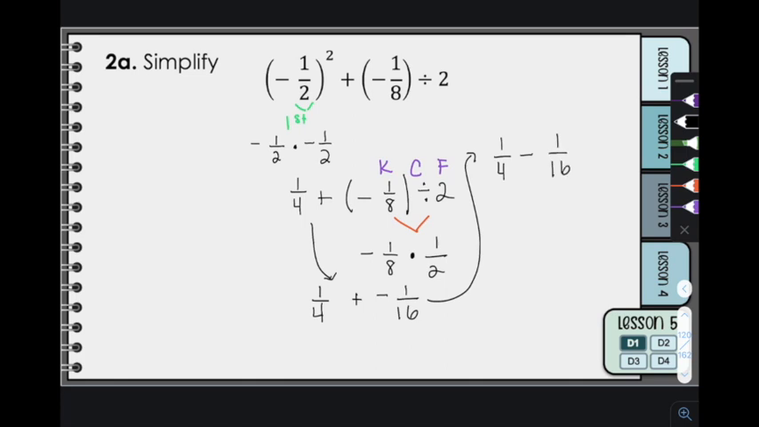And again, we need a common denominator because we have subtraction. So our common denominator would be 16. In order to get that, we have to multiply both numerator and denominator by 4. So 4/16 minus 1/16, we're going to get 3/16 as the answer. Okay. Remember to always follow order of operations, and you're also including your integer rules now.